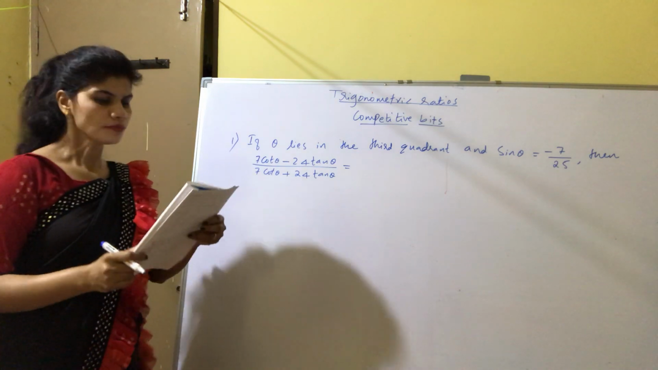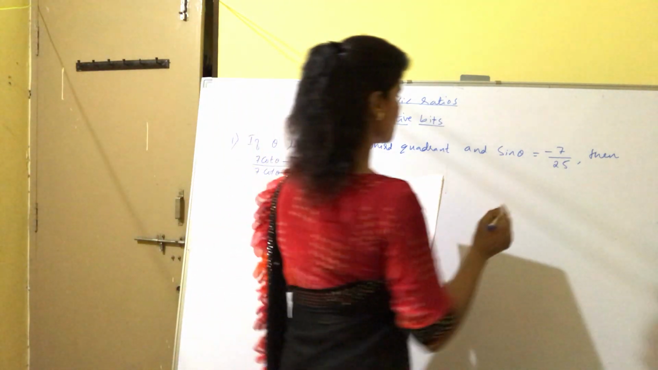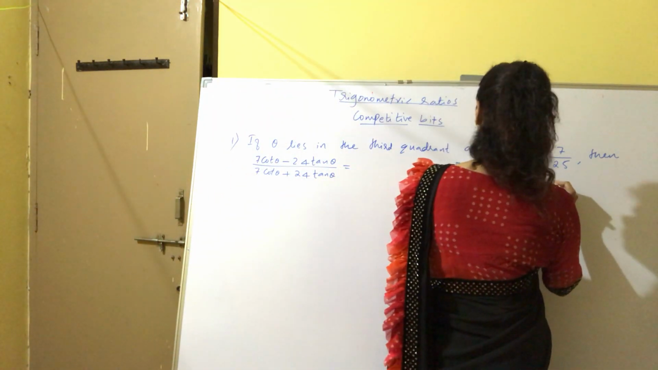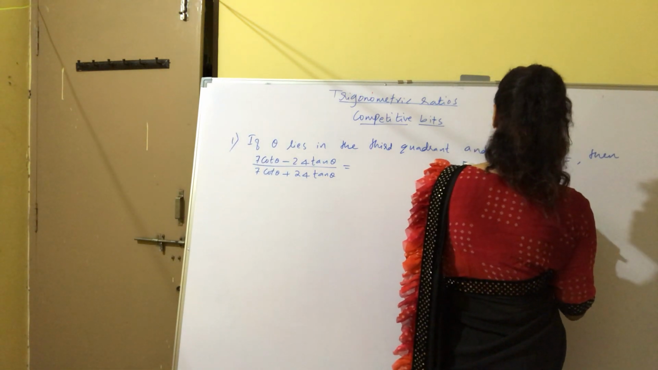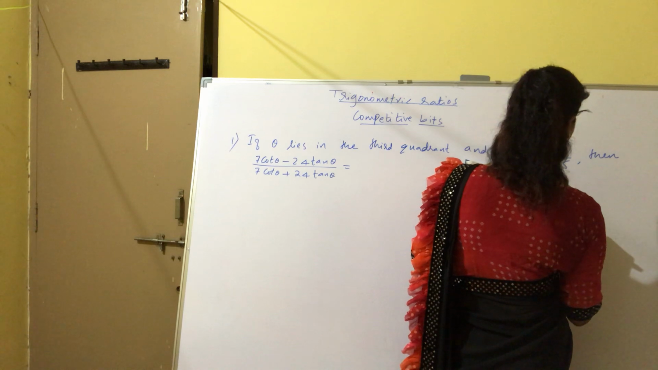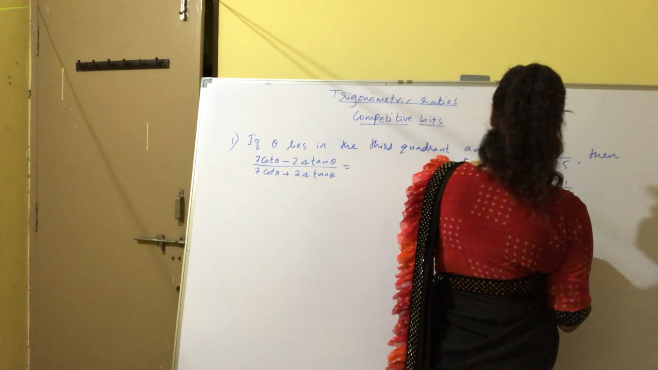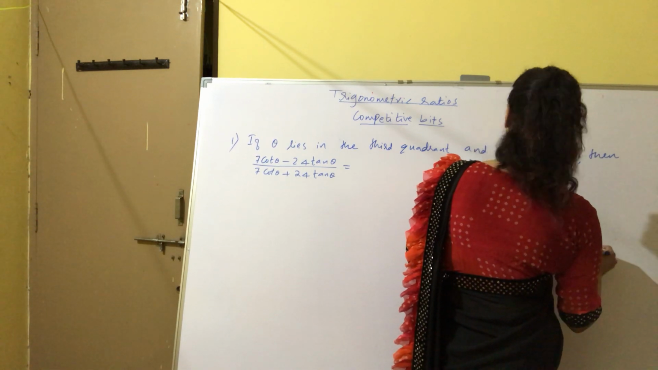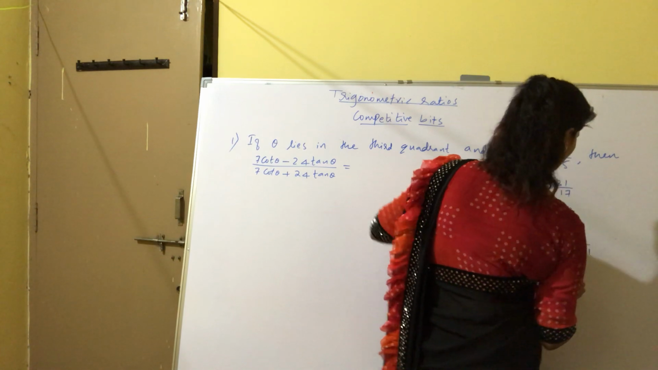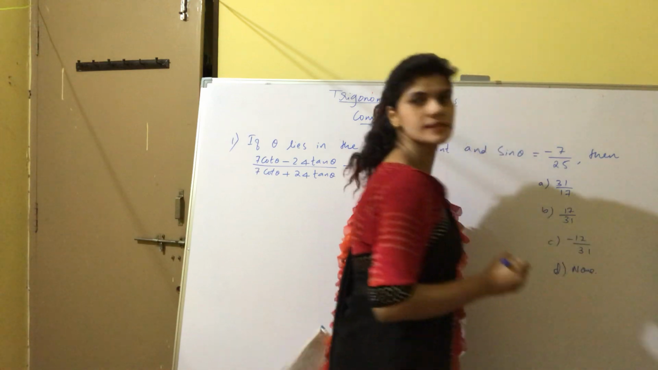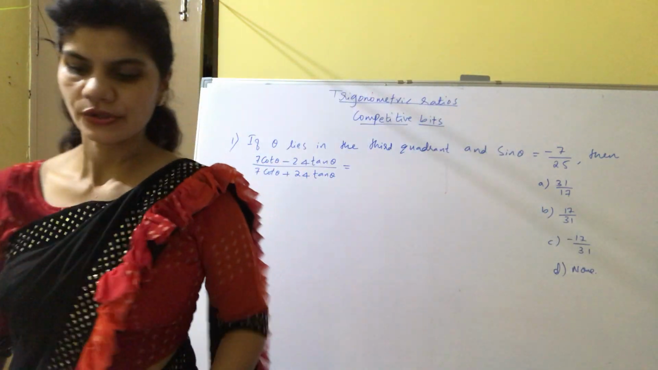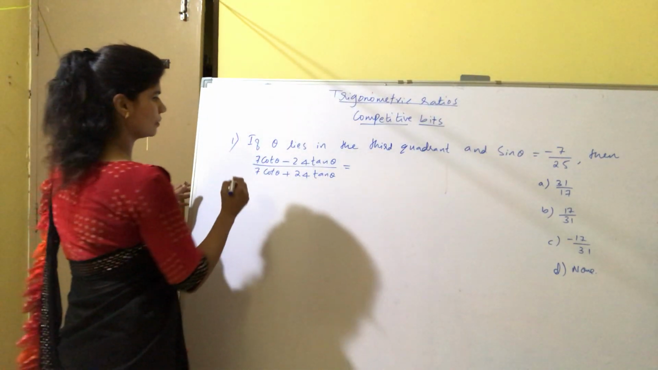Okay. So the options given are option A, 31/17, option B, 17/31, option C, -17/31, option D is none of these. Okay students, so see carefully the solution, all of you.